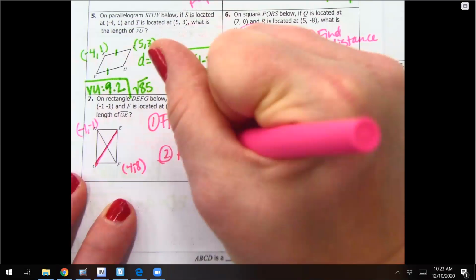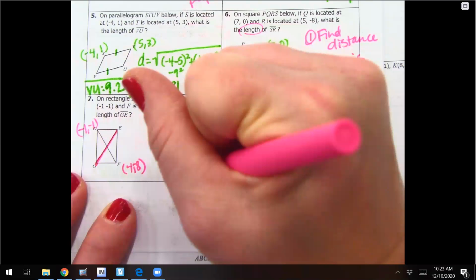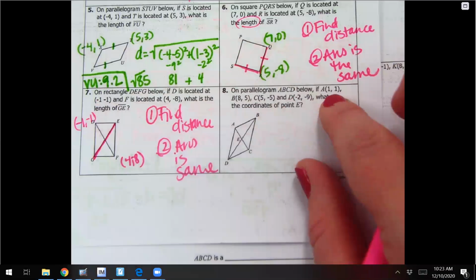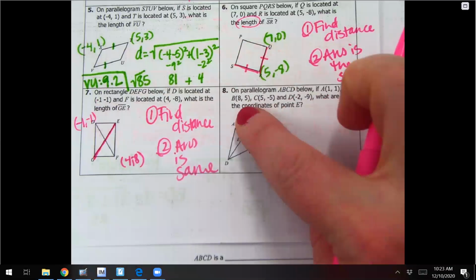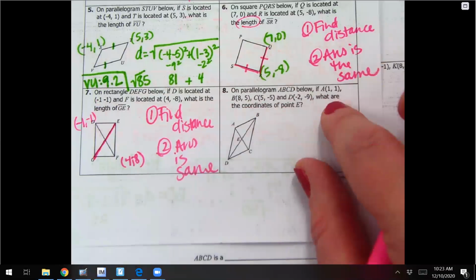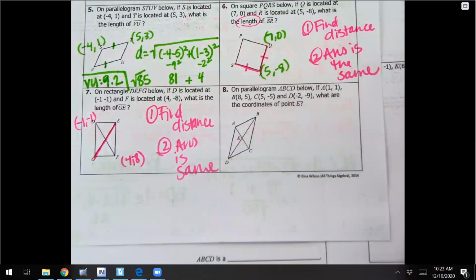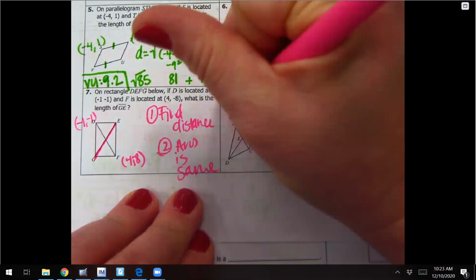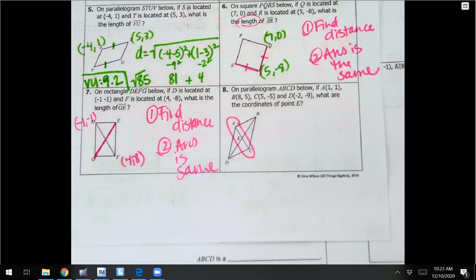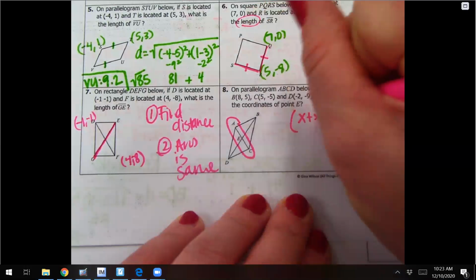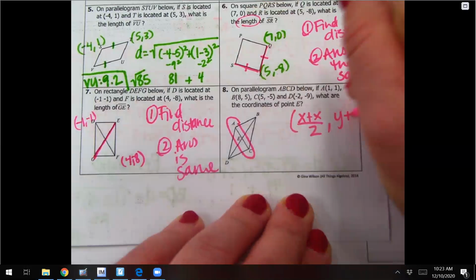Okay, number 8. One more. Parallelogram. If A is at 1, 1, B is 8, 5, C is there, D is there, what are the coordinates of E? What are we going to do to find that? The midpoint formula. So I would take AC possibly and do your midpoint formula for AC. Midpoint formula is x plus x divided by 2, y plus y divided by 2, and that's going to give you that ordered pair.